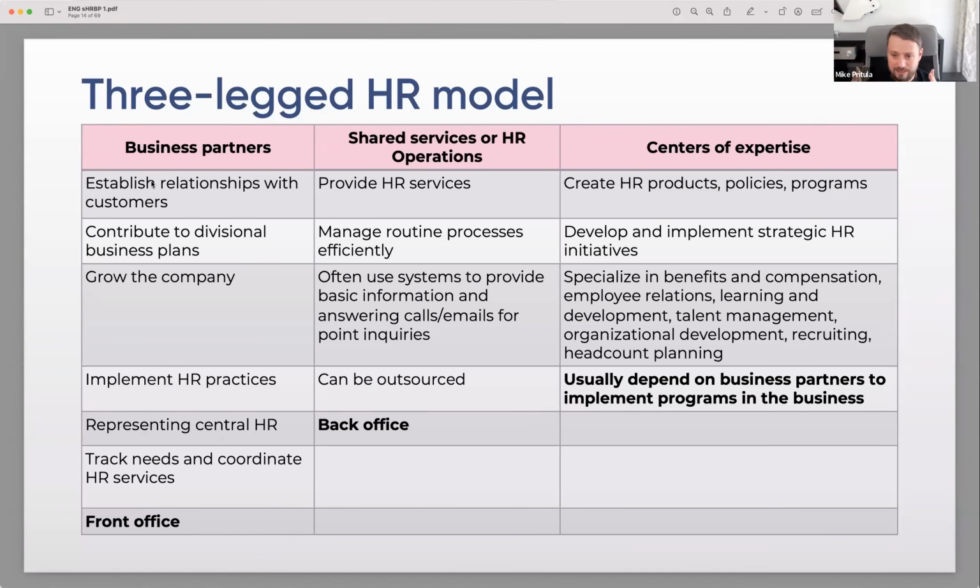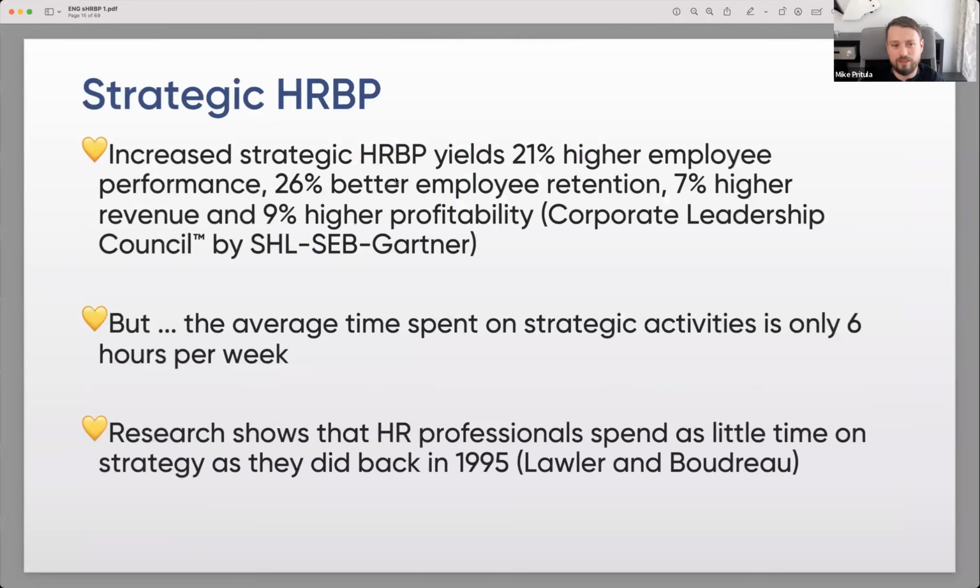They specialize in benefits and compensation, employee relations, learning and development, talent management, organizational development, recruiting, headcount planning, and usually depend on business partners to implement programs in the business. So they work with business partners, request some development from them, and then they develop these programs, practices, and everything. So this is what we call the three-legged HR model.